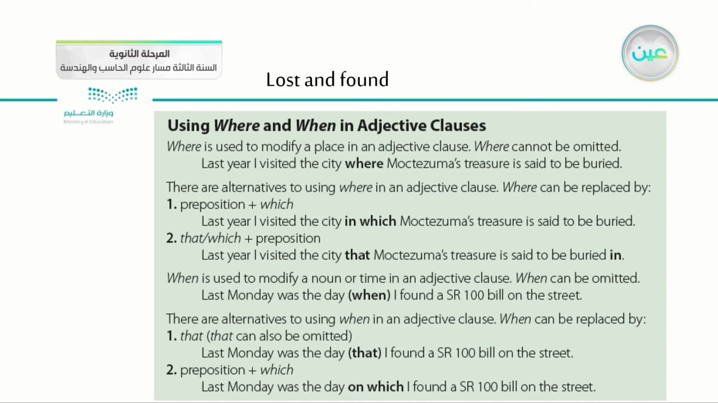And here we discussed when, and we said that we use when to modify a noun of time in an adjective clause. It's the same as with where, but as you see in this example, last Monday was the day when I found a 100 riyals bill on the street. So this is the example. As you see here, we have other alternatives to use when as an adjective. Here we have that, which can also be omitted. As you see in this example, last Monday was the day that I found a 100 riyals bill on the street. Of course, we can have an alternative, which is preposition plus which.